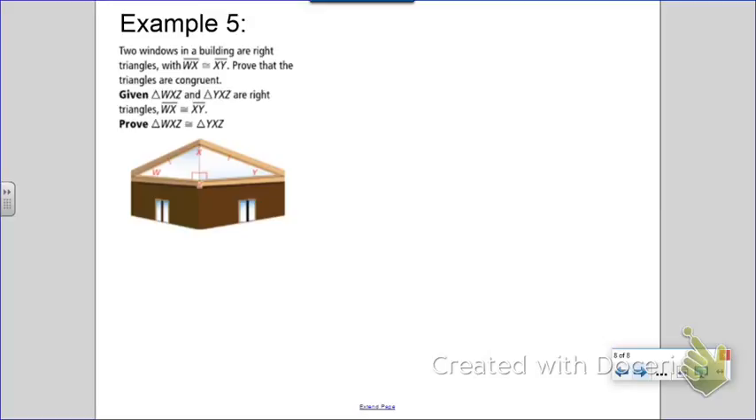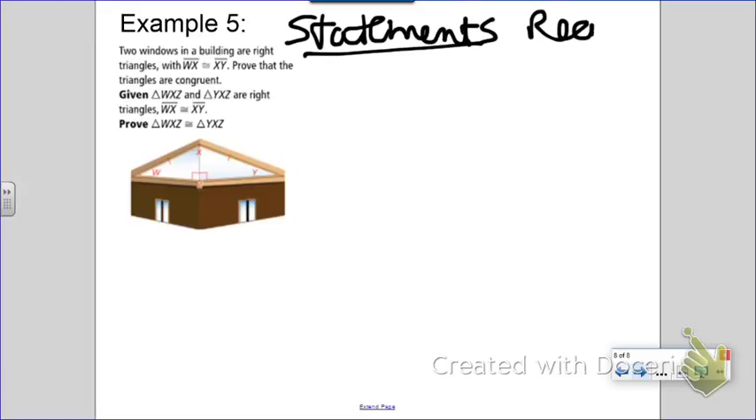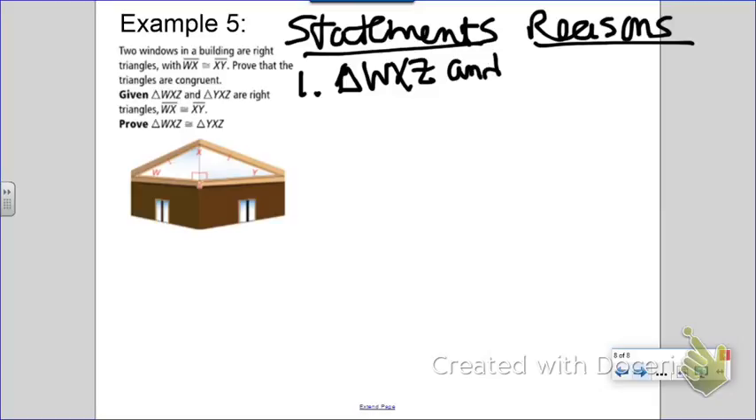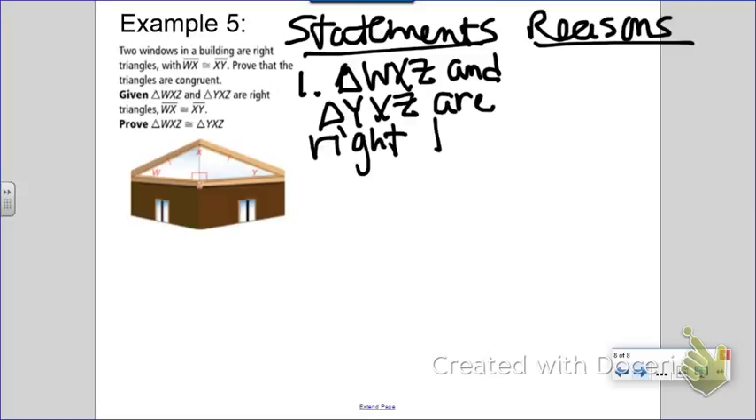Our final example: two windows in a building are right triangles with WX congruent to XY. Prove the triangles are congruent. So we're given triangle WXZ and triangle YXZ are right triangles. That is given.